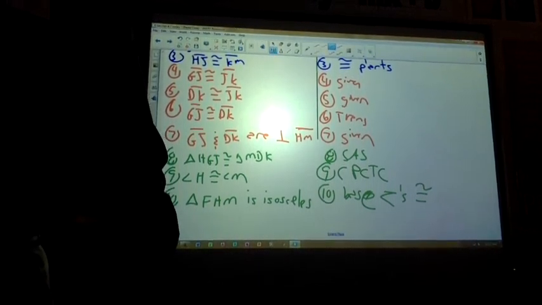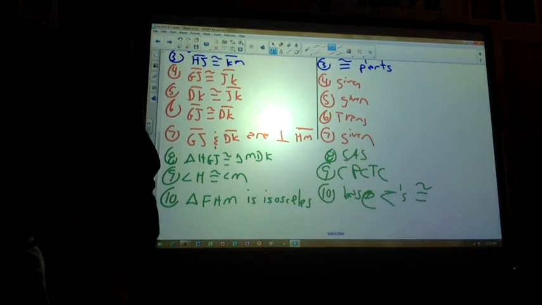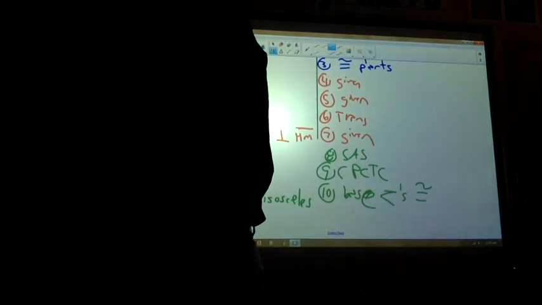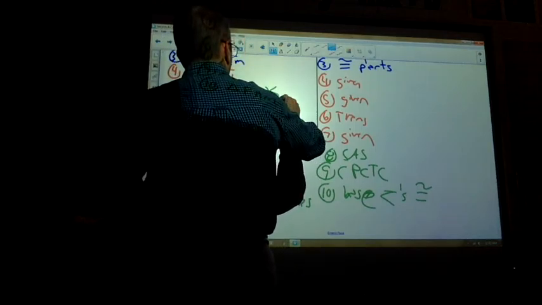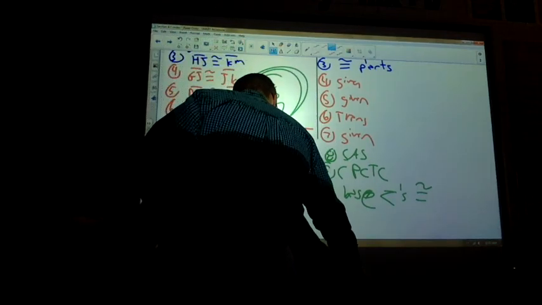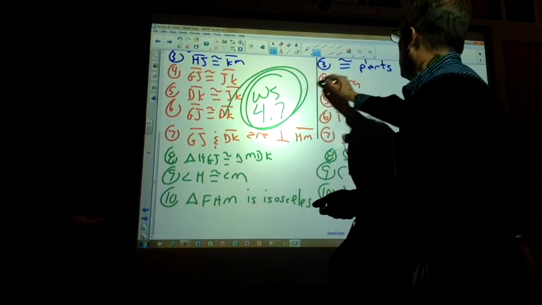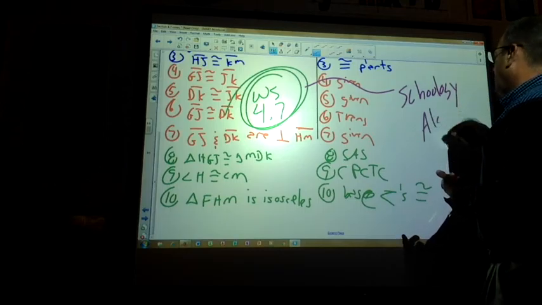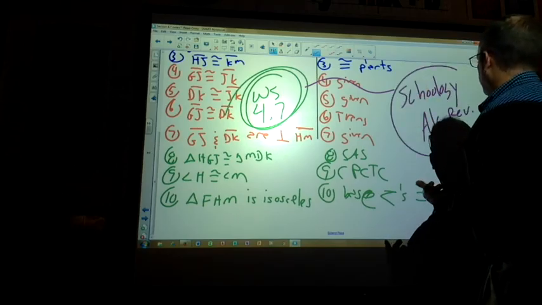I don't even know what our homework is. Anyone? Any ideas? 4.7? Is that it? All right. So worksheet 4.7. It's a front and a back. And also, I had told you all that there's something on Schoology, right? It says algebra review or something like that.